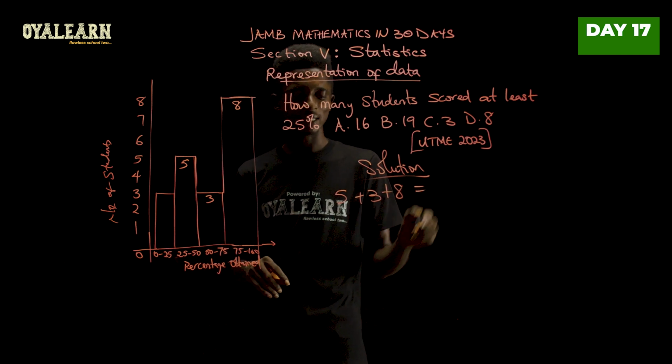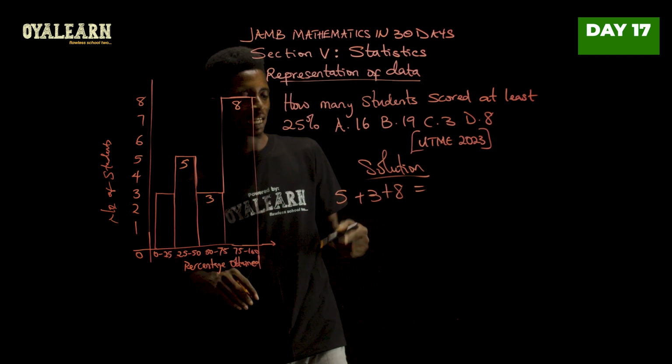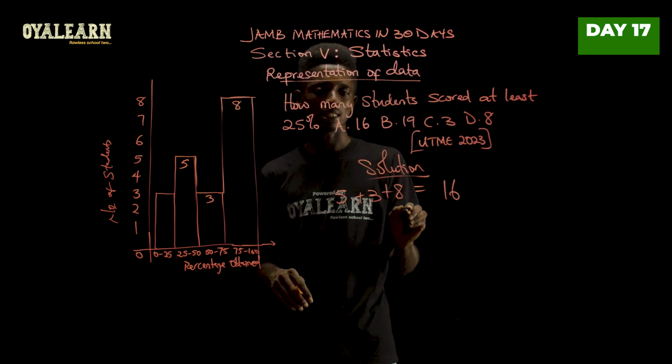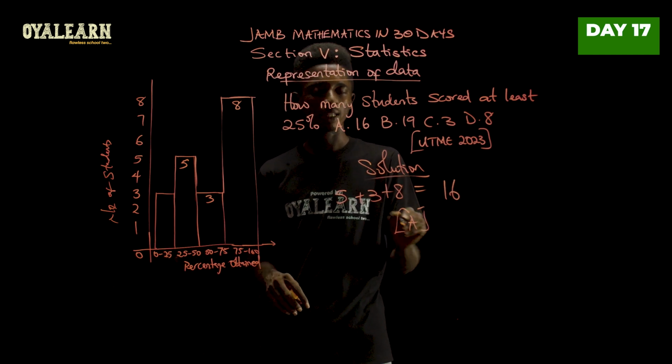And when we add this together, 5 plus 3 is 8. 8 plus 8, we have 16. So we pick option A.